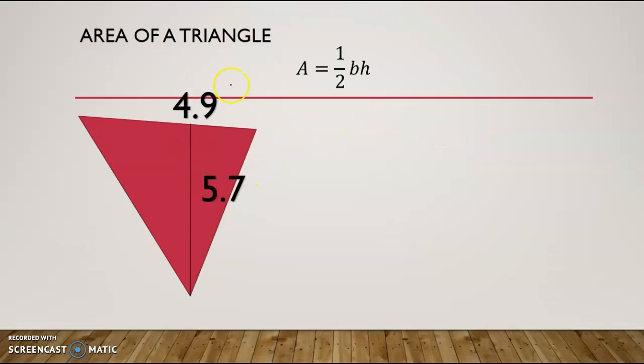Now we also have the area of a triangle, which is 1/2 base times height. So in this example, I give you the base of this triangle, and I also give you the height of this triangle. So we can just put it into our formula, 1/2 times the base times the height. I use my handy dandy calculator, 4.49 times 5.7, and I get 13.965 for my area.